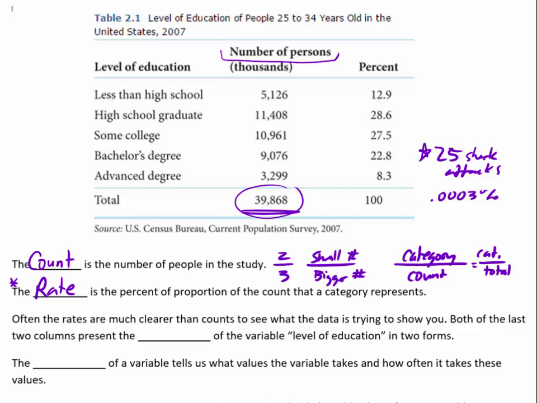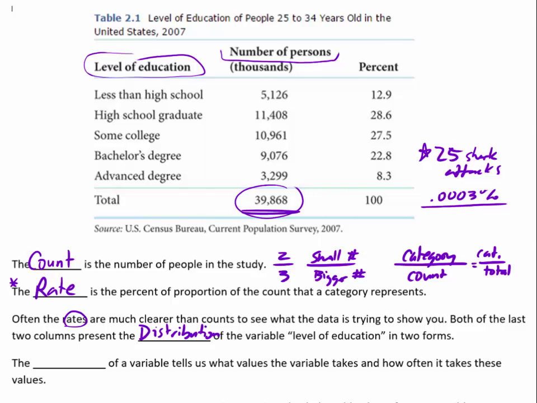So you usually look at the rates when you're talking about information and things like that, and that's going to be percentages. Now, both of the last two columns here on this chart, so these two columns, they present the distribution of the variable. Now, they're talking about this level of education, and it tells us a little bit more information about it, but it's presenting the distribution of the variable. And it's in two different forms. It's in the number of people versus the percent.